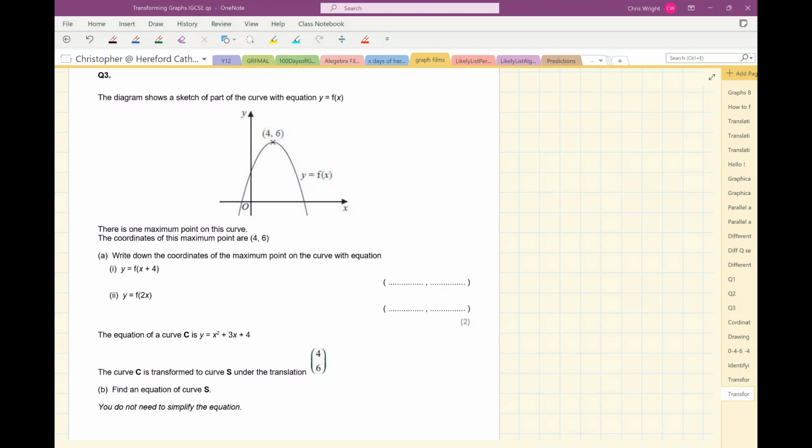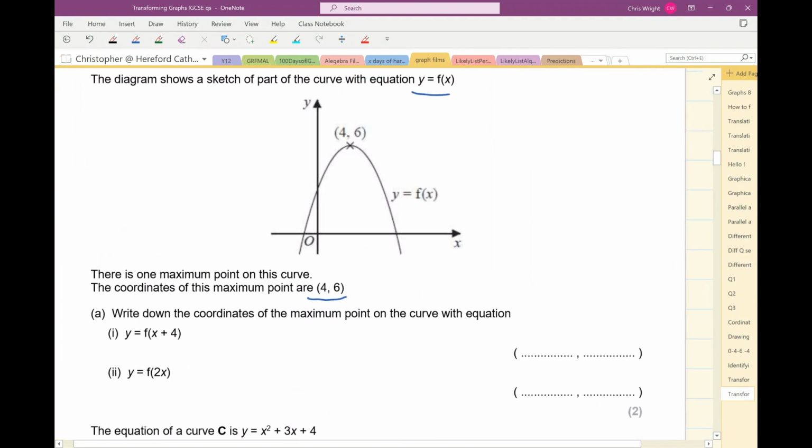Question 3. The diagram shows a sketch of part of the curve with equation y equals f of x. There's one maximum point at 4, 6. Write down the coordinates of the maximum points of these curves.